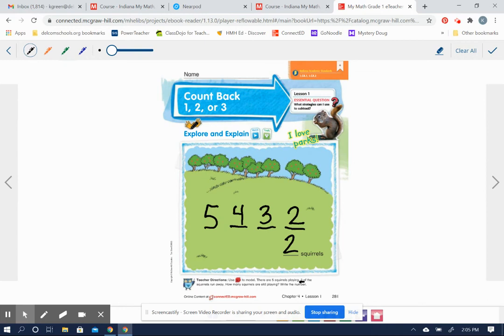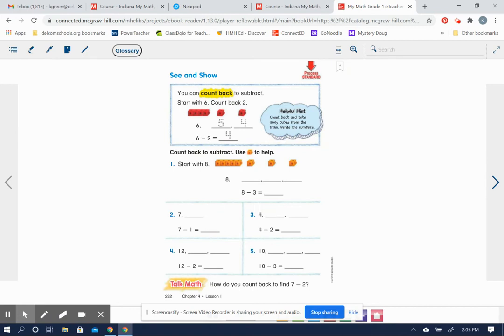Okay, so that would be a subtraction problem that looks like this. 5 minus 3 equals 2. This is the number that we're counting backwards, 3 blanks. Okay? All right, turn your paper over. We're going to practice some more.